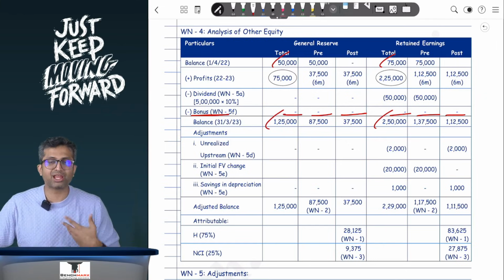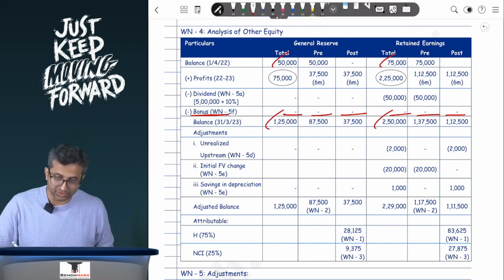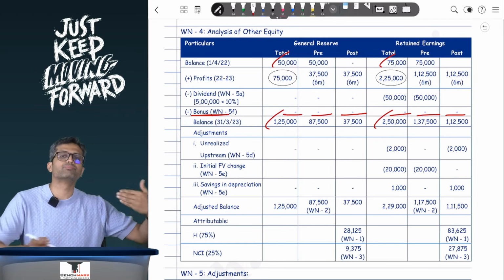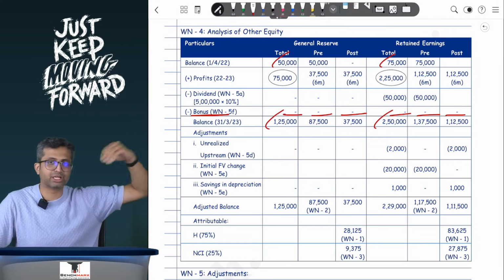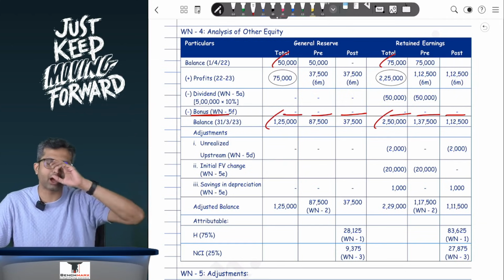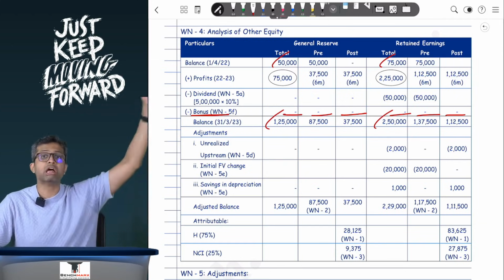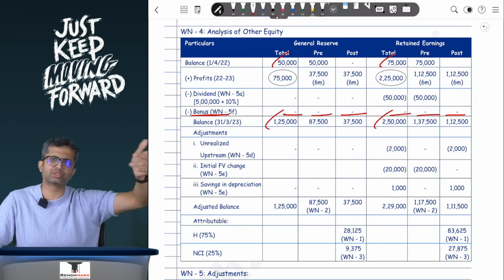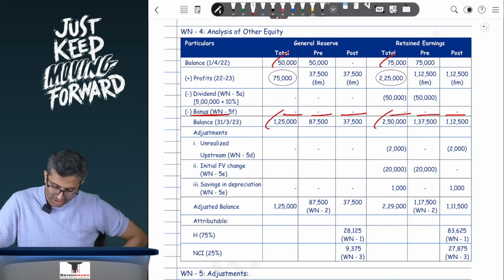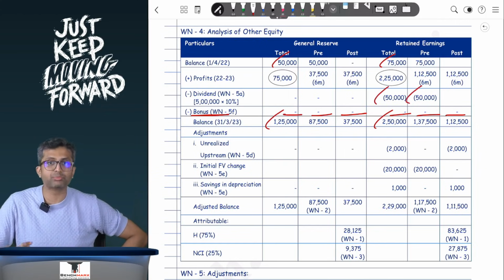Dividend must be paid at 10% of 5 lakhs, that is 50,000, and it is paid out of the reserves, which is prior to the date of acquisition. It is paid clearly given to you out of the reserves prior to the date of acquisition. It is dividend for the year 21-22 before your acquisition date, and hence would be paid out of the reserves of that period. So this is minus 50,000, which is coming from the pre-acquisition reserves.